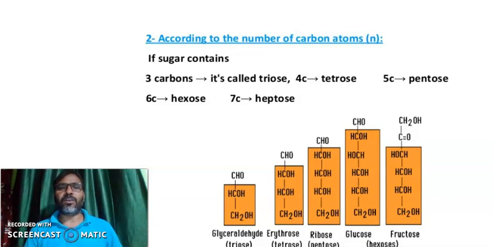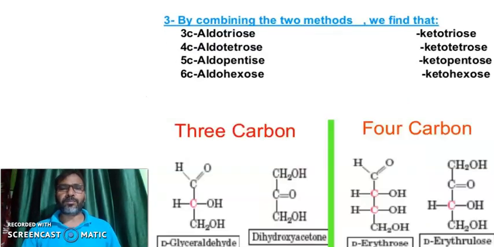4 carbons, it is called tetrose. 5 carbons, pentose. 6 carbons, hexose. 7 carbons, heptose. So triose example, glyceraldehyde. Tetrose example, erythrose. Pentose example, ribose. Hexose example, glucose and fructose.